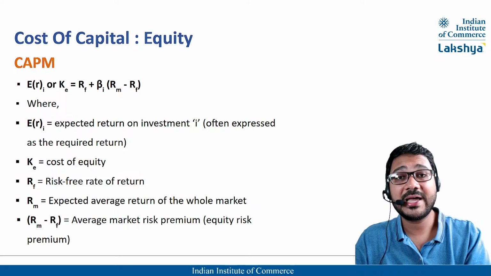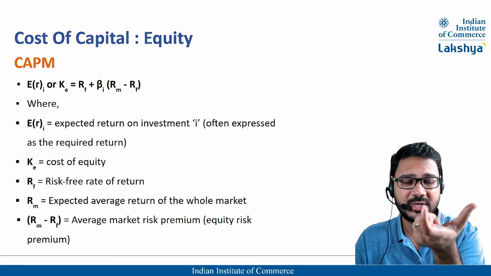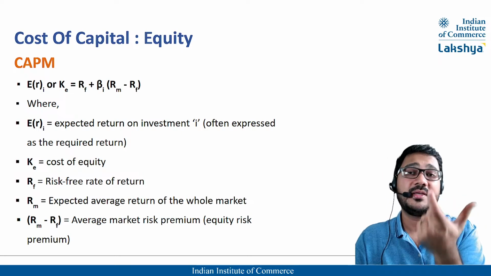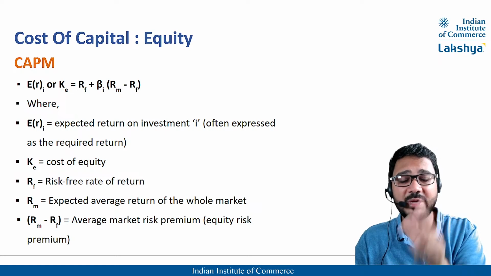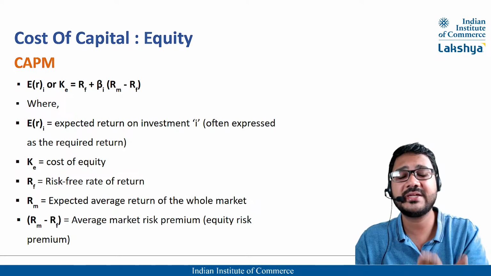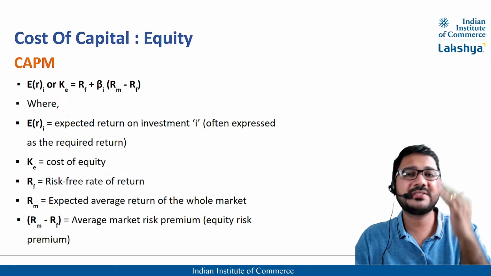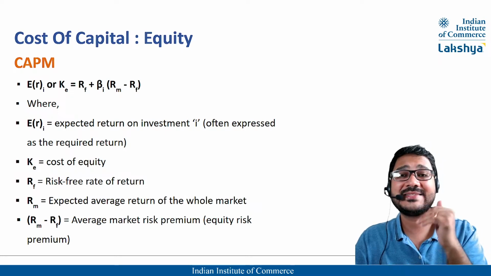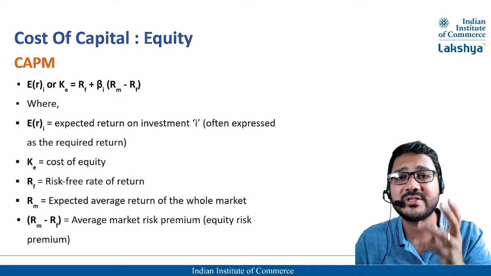So I am expecting 6 into 2. 6% is the market premium, into 2, because Tesla's beta is 2 times, that means 12% is the extra I want to be compensated for my risk. So 12% plus 4%, that 16% is what the shareholder is expecting for Tesla.